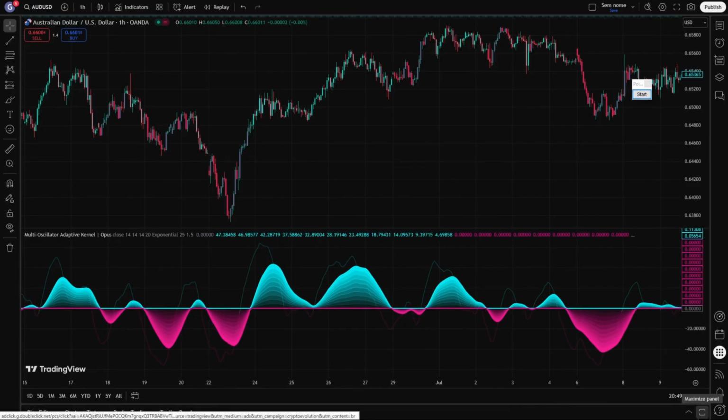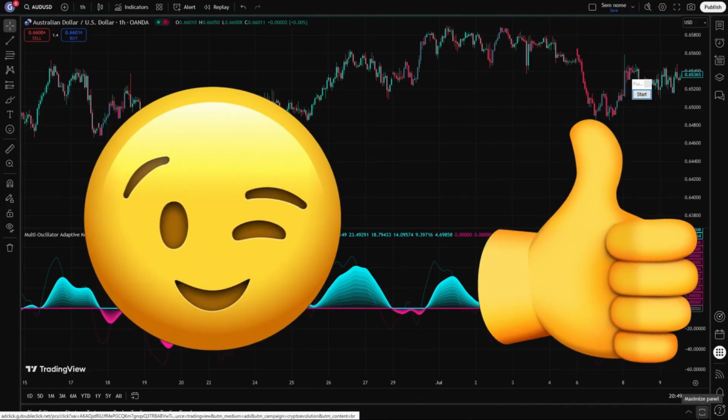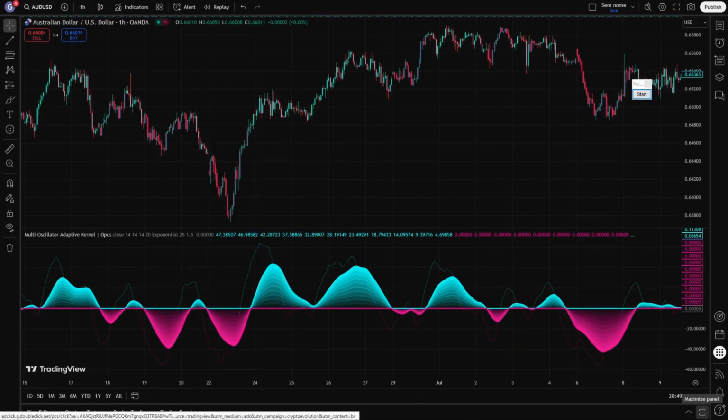How does this indicator work? The indicator combines signals from well-known oscillators like RSI, stochastic, MFI, and CCI, and smooths them out using a technique called adaptive kernel to reduce noise and highlight what really matters, the direction and strength of market momentum. It changes the color of the candles based on momentum. Teal means an uptrend. Magenta means a downtrend.